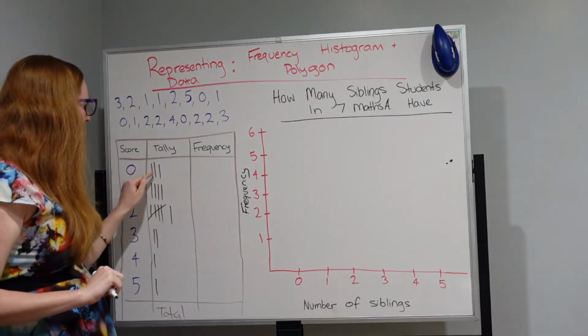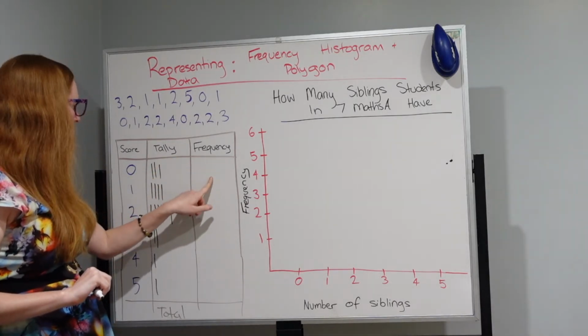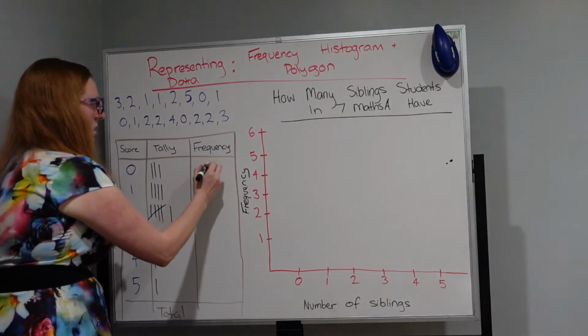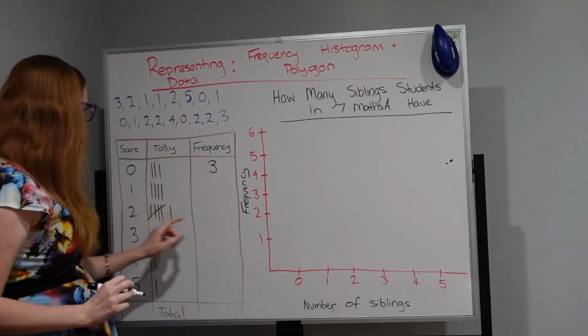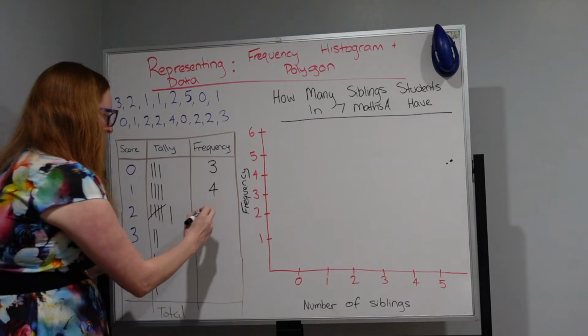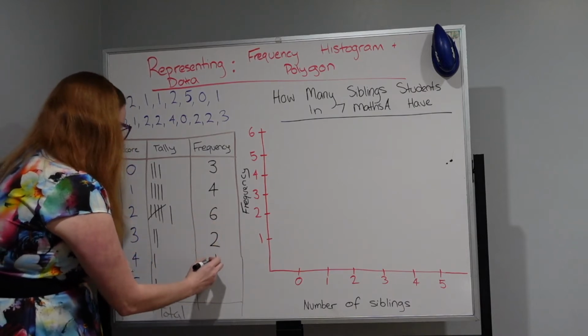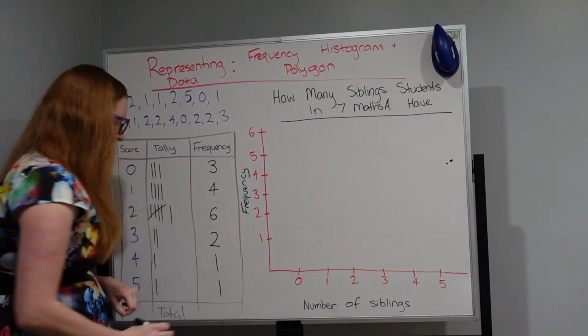Now I'm going to count how many tally marks there were in each column, and I'm going to write that number for the frequency here. So there were 1, 2, 3. 3 students had no siblings. 1, 2, 3, 4 had 1 sibling. 6 students had 2 siblings. 2 students had 3 siblings. 1 student had 4 and 1 student had 5.